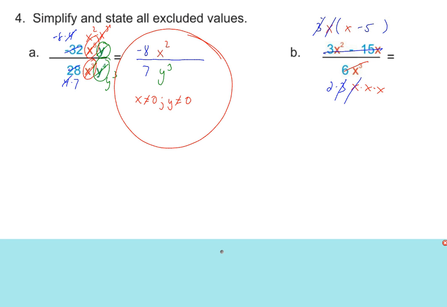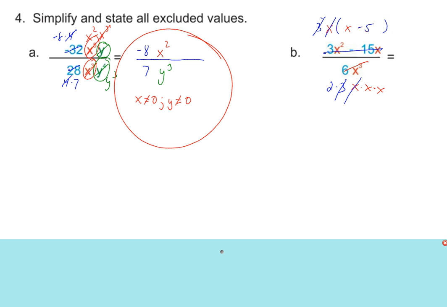Again, you cannot cross out one of these x's with that x. You cannot do that. Again, the concept is this is one quantity. You have to take it as a whole or nothing. Whole parentheses is one quantity. So this is all we can do.